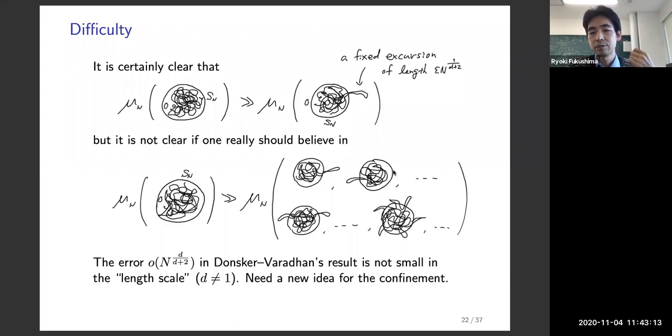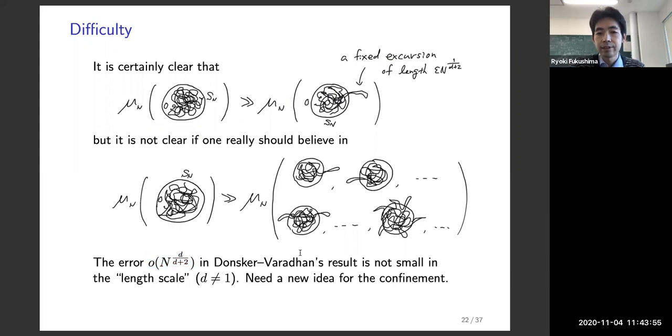So, in statistical physics terminology, if you make an excursion, then you lose something in energy. The energy for the configuration increases a lot, but on the other hand, you gain a huge entropy. You have a huge possibility to arrange those excursions. And then this second inequality here is not clear at all. In particular, each excursion costs only e to the n to the 1 over d plus 2, and this error term is far from enough to exclude this kind of excursions.